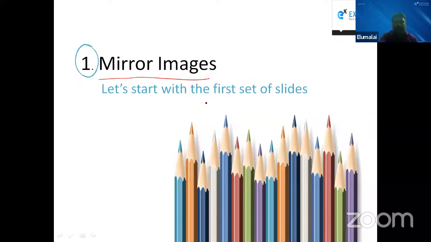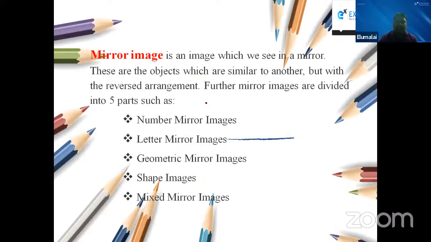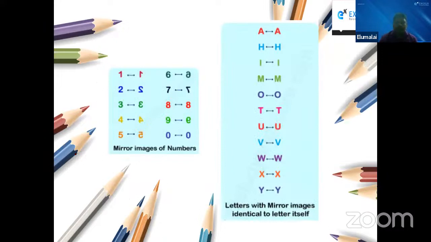Here I have given you a clue. In mirror image you have different questions like mirror images of numbers, letters, figures, and shapes. Everything we will discuss in this session. Now I give you some clues. Mirror images of numbers: if it is this one, 2 will be like this, 3 will be like this, 4 will be like this, 5 will be like this, right?